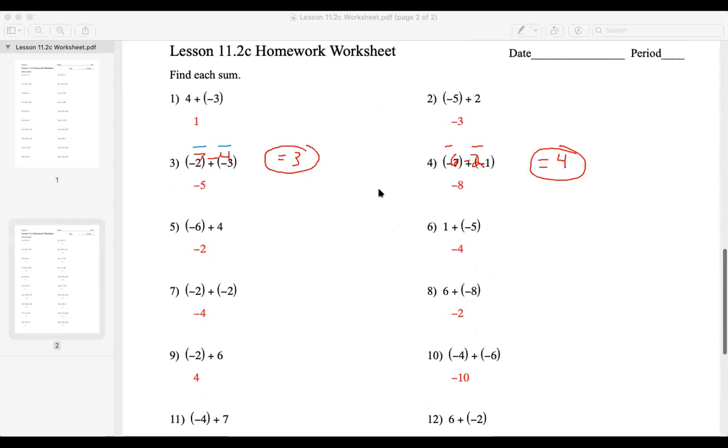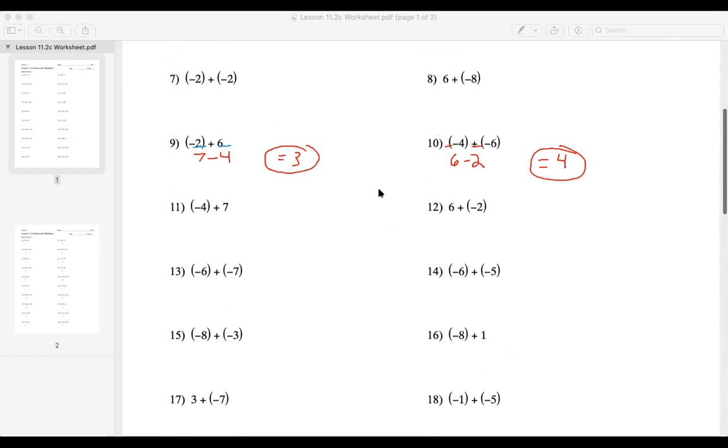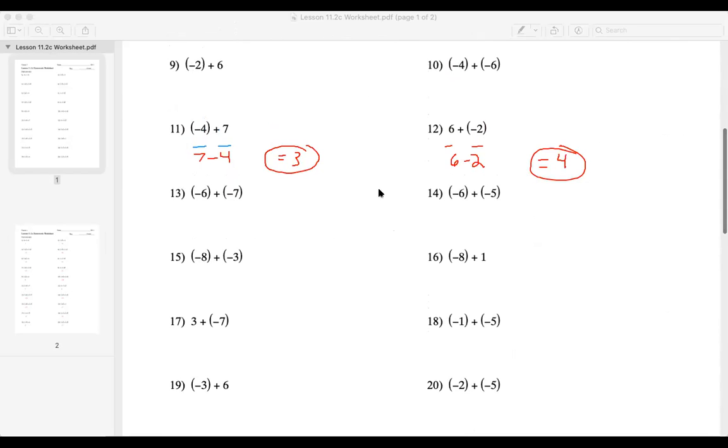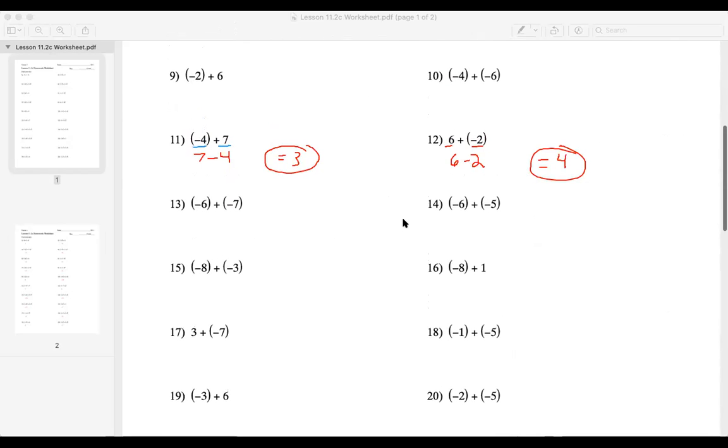Let's check our answers. 11 and 12, 3 and 4. Look at us, we're kicking butt and taking names here. All right, let's do 2 more, and then we'll talk about what's next. Let's do 13 and 14.